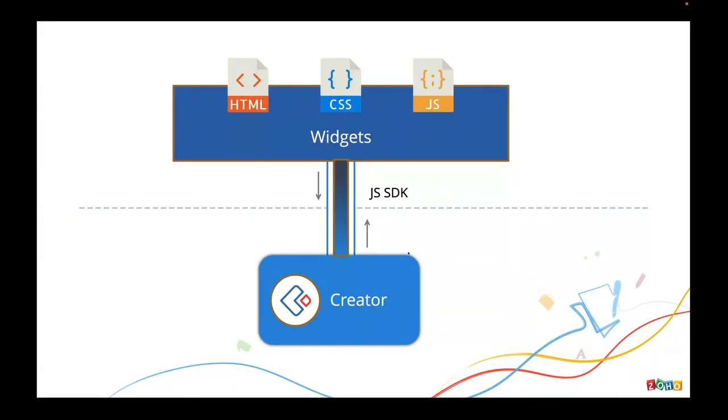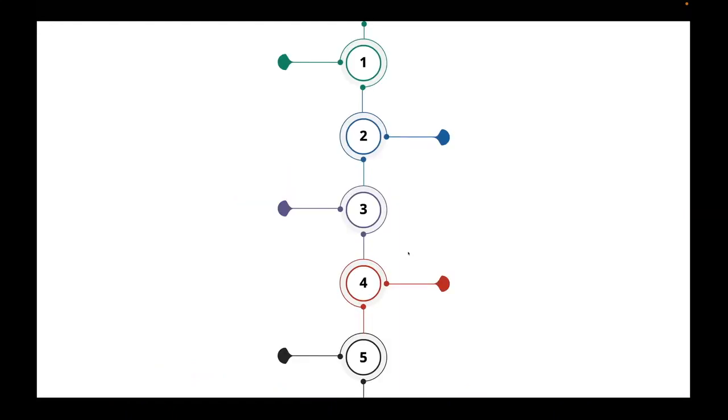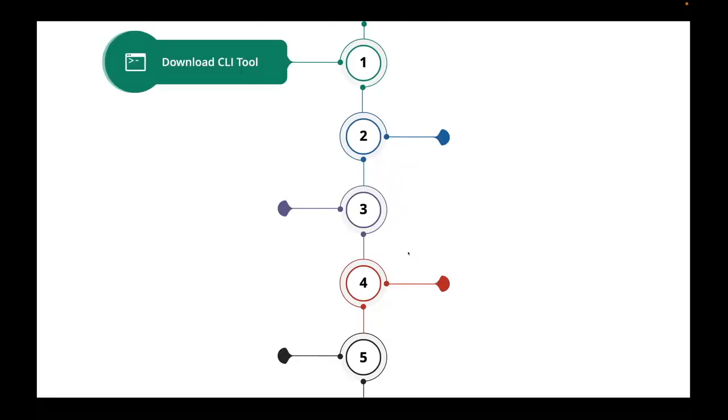Now, in order to create your widget and use it inside your Creator, there's some process involved. The process involves 5 different steps, starting from downloading the CLI tool. Now, CLI is a command line interface. This slide will show you an overview of the steps involved, and then we'll see each of these steps in detail in the coming slides.